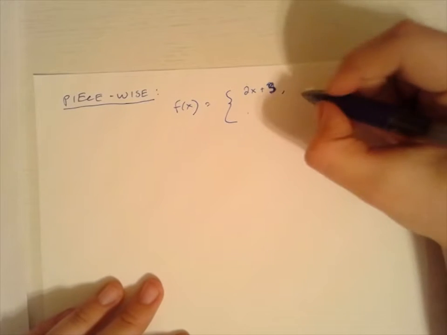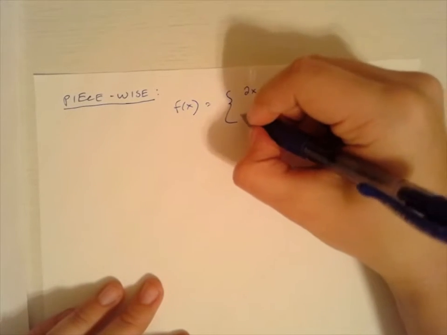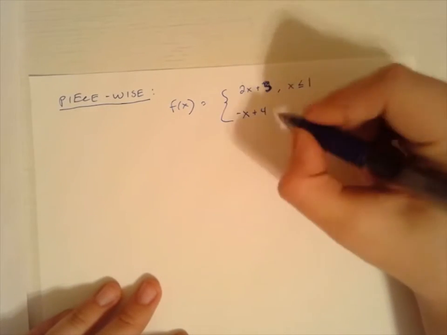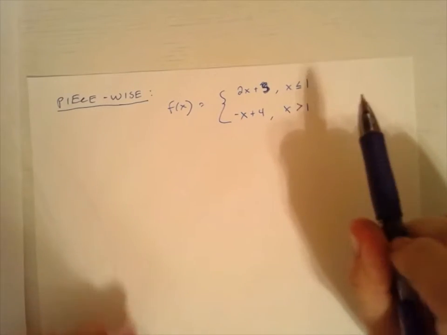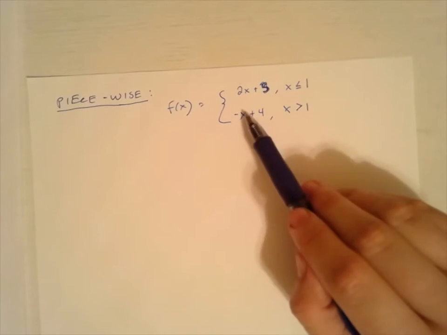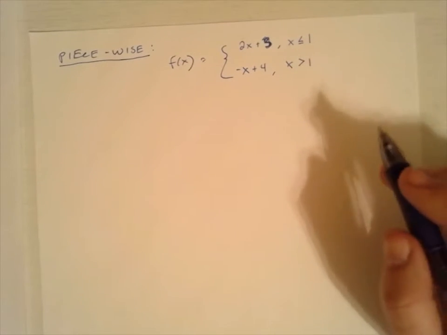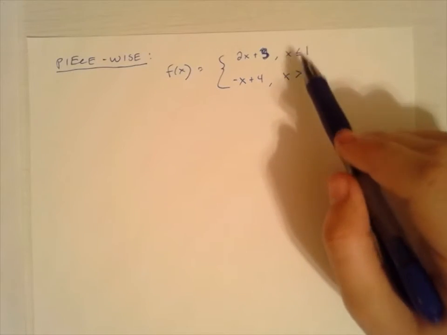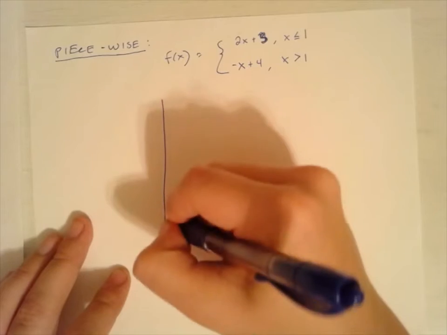And then you would have a comma, and this is for x is less than or equal to 1. Then you could have the function negative x plus 4, comma, x is greater than 1. So this is the nature of piecewise functions. You have a function and then you have a condition. A function and a condition. And when you graph them, just know that you are graphing both of these, but you're starting or stopping based on the condition. So let's graph this by hand to make this not so scary.